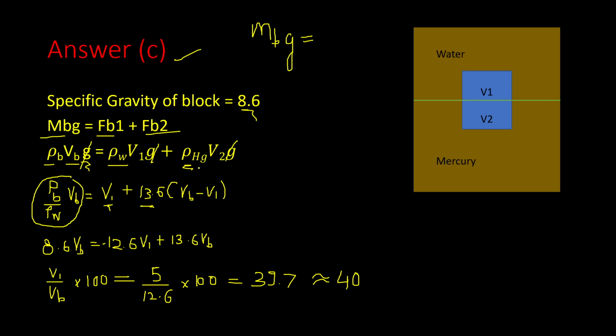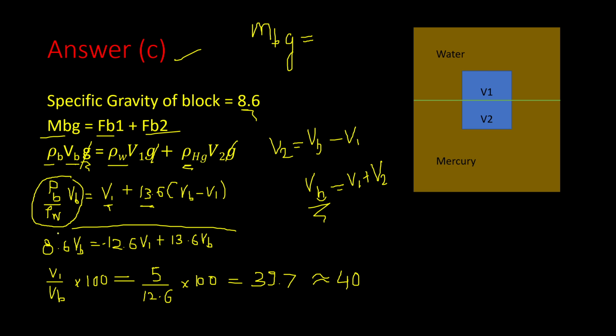13.6, which is nothing but specific gravity of mercury. If we divide rho Hg by rho W, it will be nothing but specific gravity of mercury, that is 13.6. And this V2 we can write as VB minus V1. How? As we have defined, VB is equal to V1 plus V2. So VB is the total volume, V1 is the volume which is present in water, and V2 in mercury. If we solve this equation, we will get a relation between VB and V1.